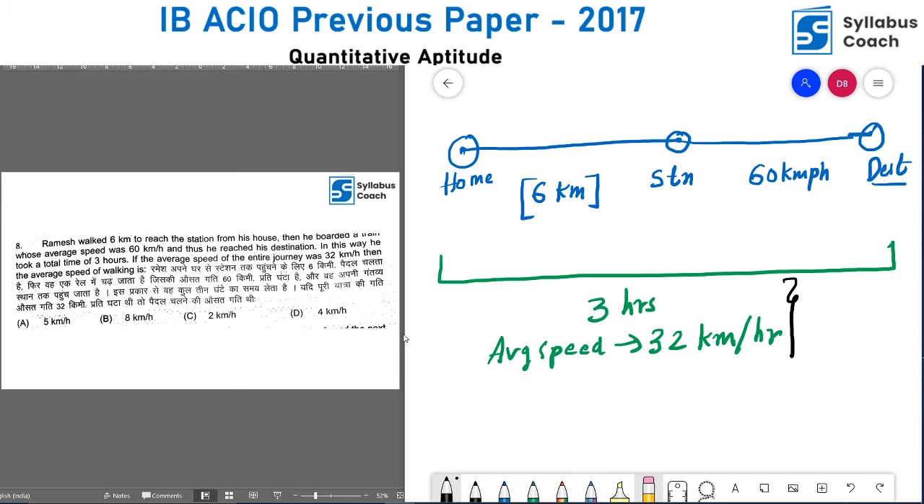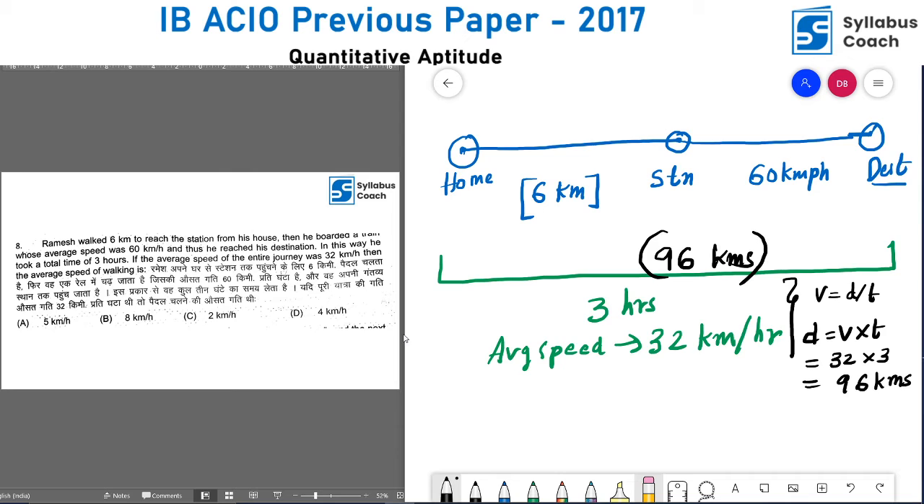I can, right? The total distance: velocity is distance by time, and then distance is nothing but velocity into time. So in this case, the average speed is 32 and time is 3 hours. So the total distance is nothing but 96 kilometers. How much is this? 96 kilometers. So therefore, this total distance is 96 kilometers.